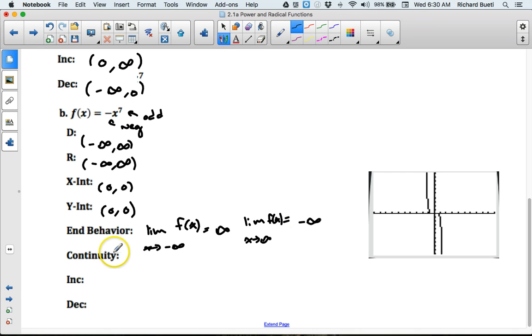Continuity, which I forgot to do in the one before: the continuity interval is the same as the domain. So the continuity interval is going to be negative infinity to infinity. This graph is never increasing. It is only ever decreasing, from negative infinity to positive infinity.